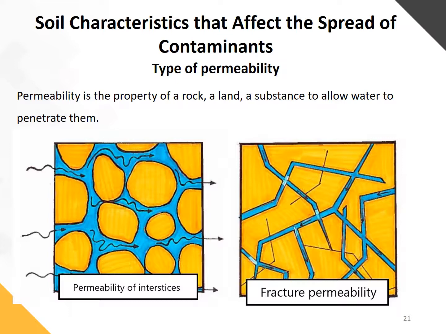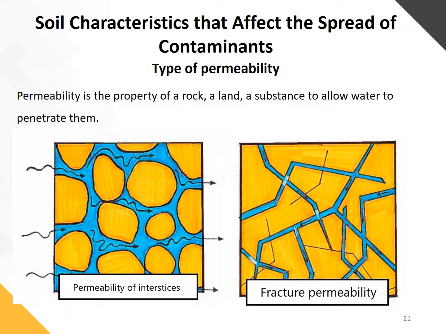Permeability is the property of a rock, of the ground, or of a body to allow water to penetrate. There are two types of permeability: interstitial permeability and fracture permeability. In a medium with interstitial permeability, typical velocities can range from a few centimeters to a few hundred meters per year. For example, water and sand can spread up to 920 meters a year, while in a fracture environment, when the fractures are well interconnected as in the image on the right, the flow velocity can be very high, up to a few hundred meters per year.